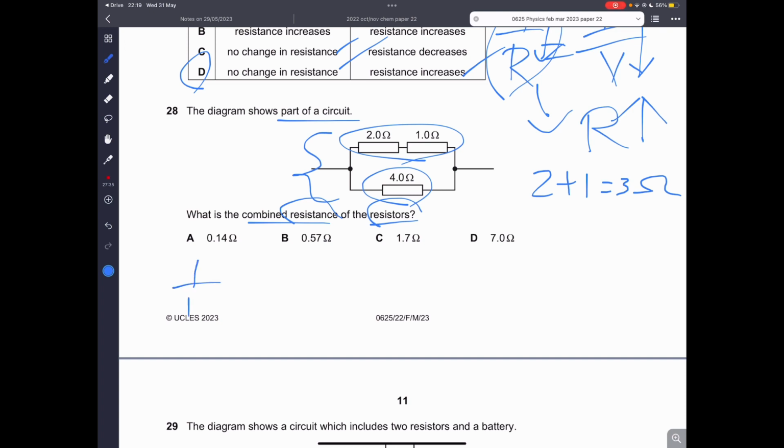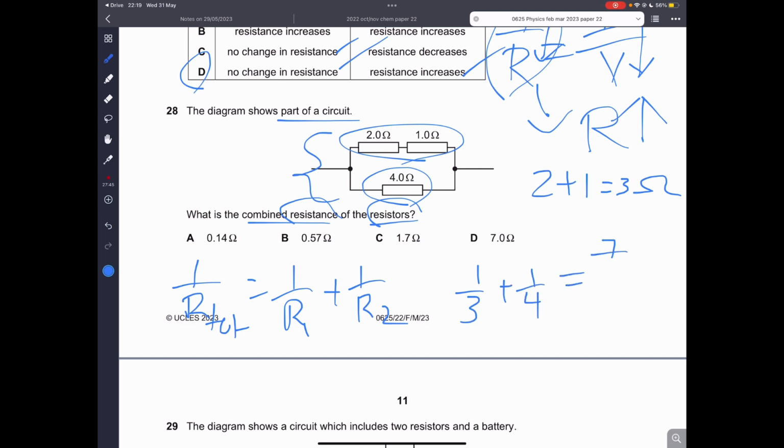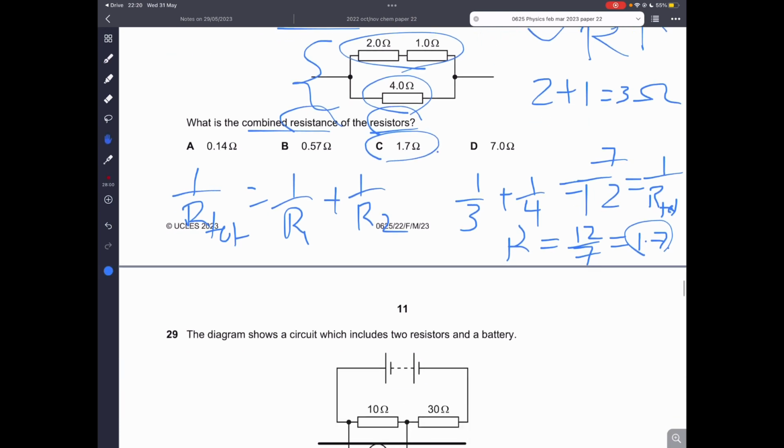So remember the parallel formula, 1 over R total is equal to 1 over R1 plus 1 over R2. And so 1 over 3 plus 1 over 4 is equal to 7 over 12. 7 over 12 is equal to 1 over R total. So we have to flip it to get the inverse. So resistance will be 12 over 7, which is equal to 1.7. So 1.7 ohms is correct.